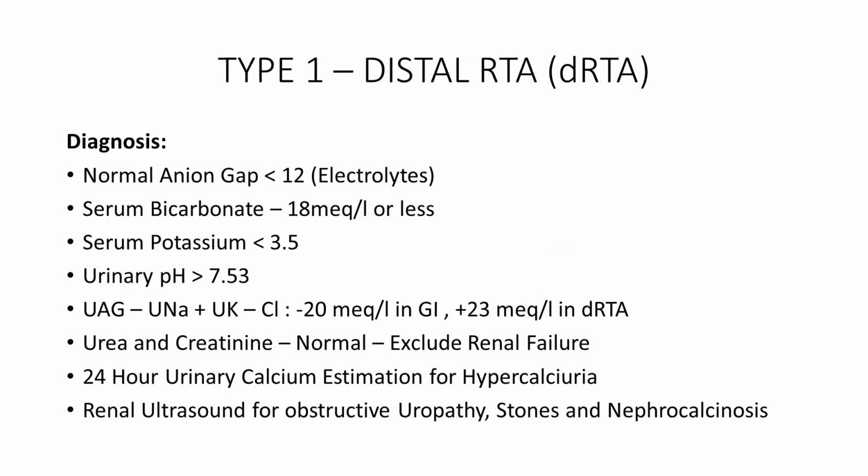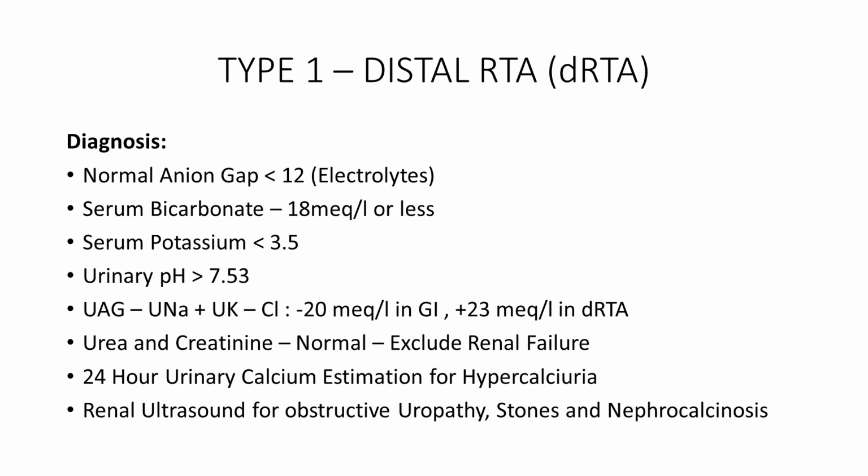Now, how do we diagnose distal renal tubular acidosis? First, you have to calculate the anion gap. It should be less than 12. Serum bicarbonate should be below 20, that is 18 milliequivalent per liter. There is hypokalemia, 3.5 potassium or low, and urinary pH is usually high, above 7. You can also calculate urine anion gap. This is the equation: urinary sodium plus urinary potassium minus chloride.